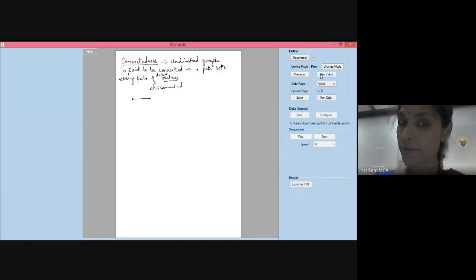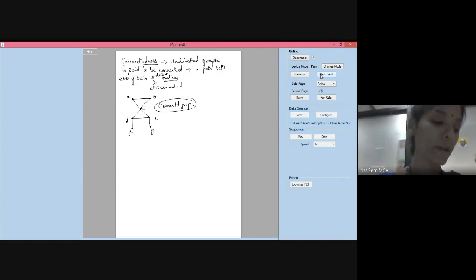Suppose I have a graph like this. Any graph, let me take it like this, and then you have something like this, and then something like this. A, B, C, D, I'm just taking a random one, F and G. This is said to be a connected graph. Why connected? Because all the vertices are connected by a path. A is connected by a path, B is connected, C is connected, D is connected, E is connected, G is connected, F is connected. Everything is connected by a path. Hence, such a graph you call a connected graph.